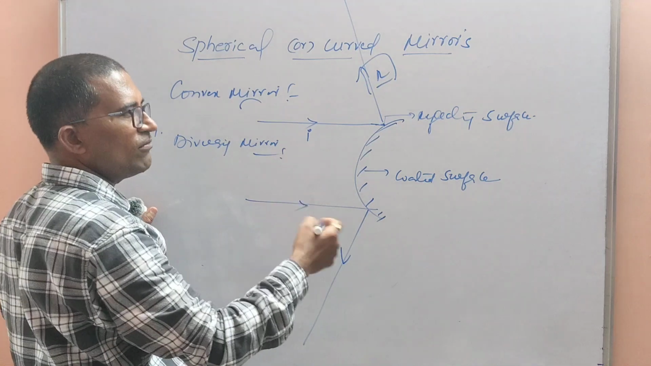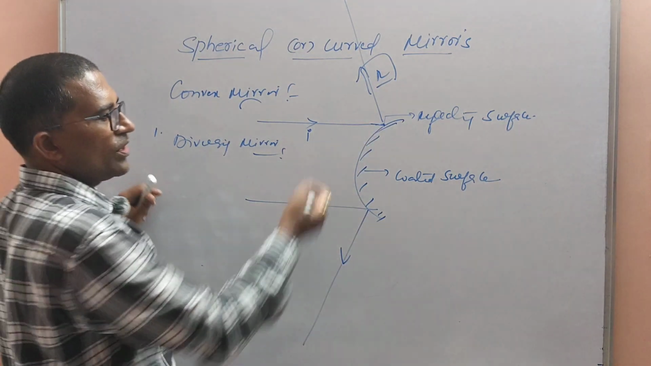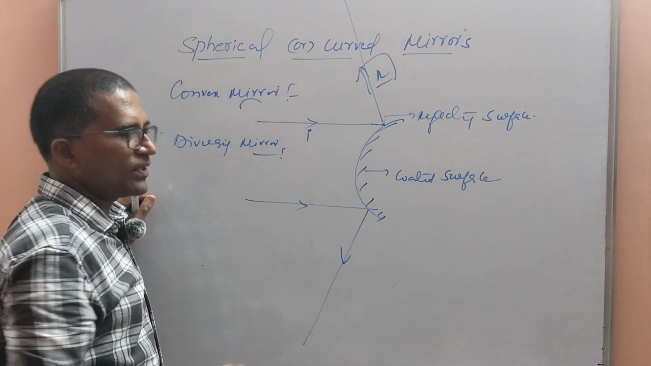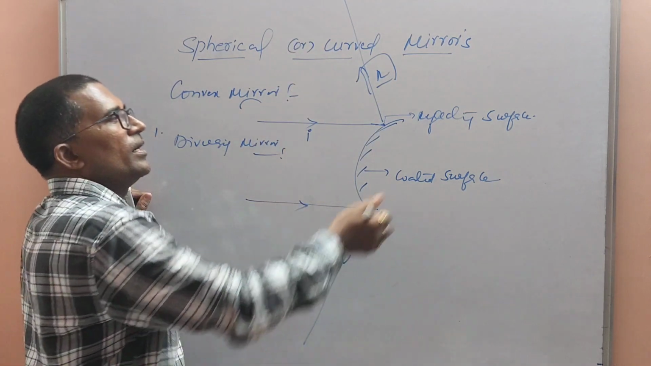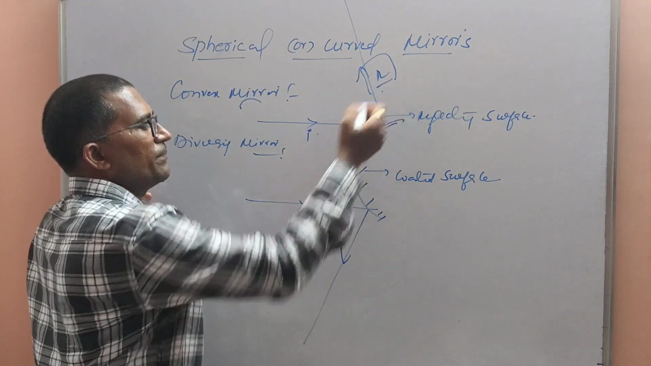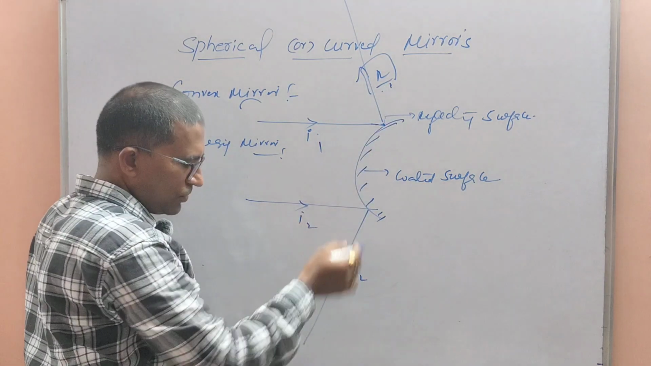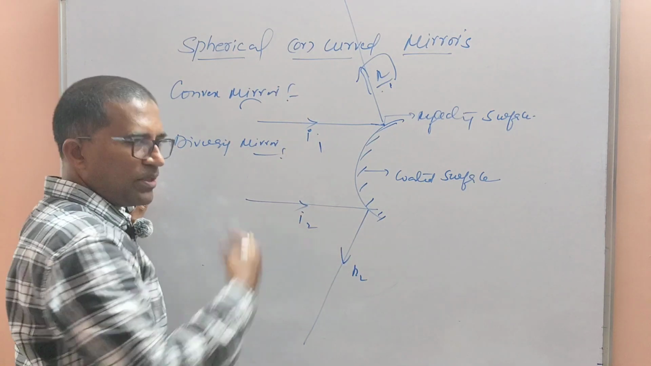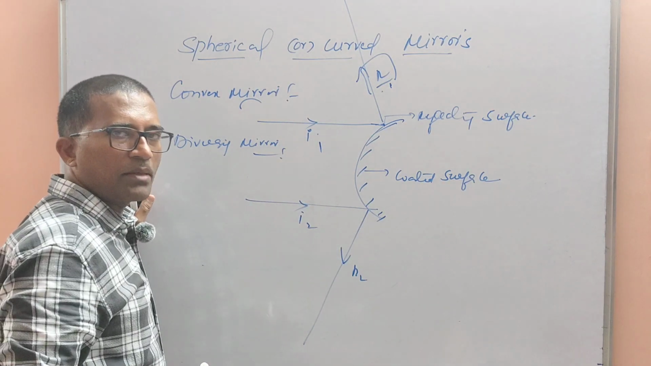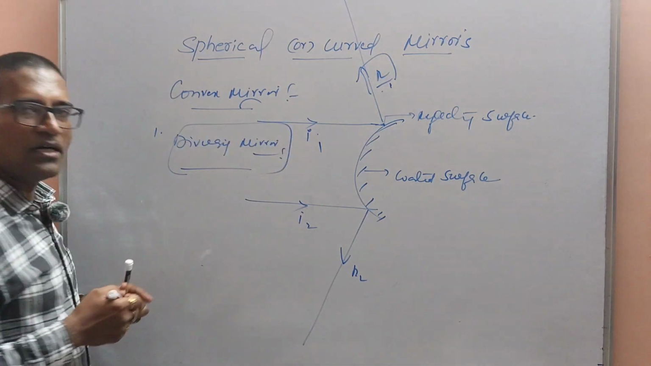So in the case of a concave mirror, we saw both reflected light rays meet at one particular common point. In the case of a convex mirror, the reflected light rays diverge and go in some other direction. So this is the first incident ray and reflected ray, and this is the second incident ray and second reflected ray. These rays go away from each other. They are not meeting at one particular common point. Hence, a convex mirror is also called a diverging mirror.